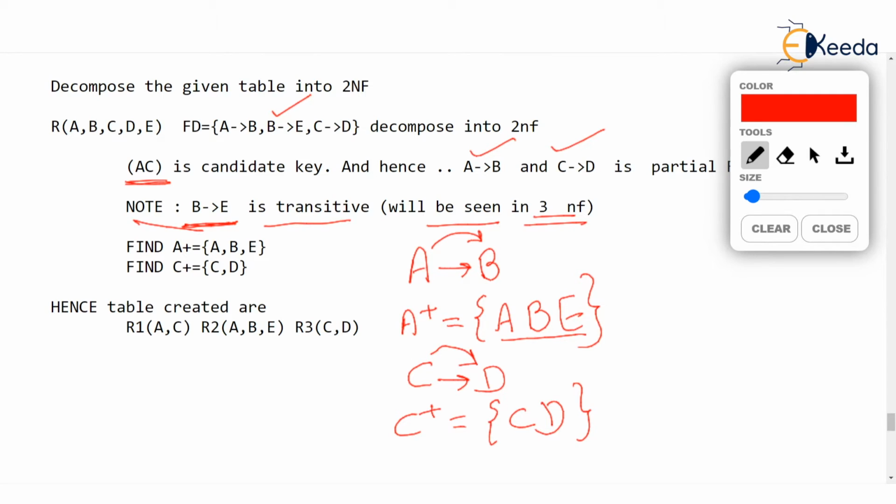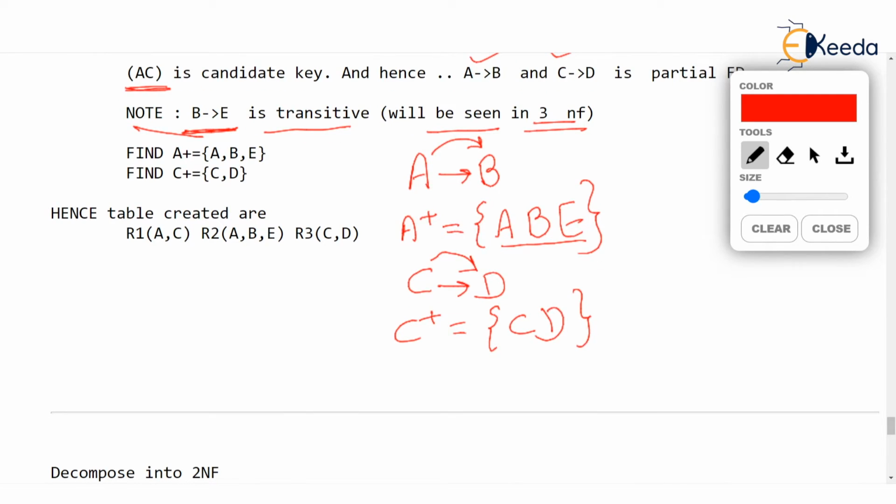We will write all the attributes A, B, C, D, E of our table, and we say that A closure is BE. So A closure contains BE, so A will take away B and E with it. So it'll strike away B and E. Okay. So this forms one table. Let us call this R1. I hope you are understanding very well.